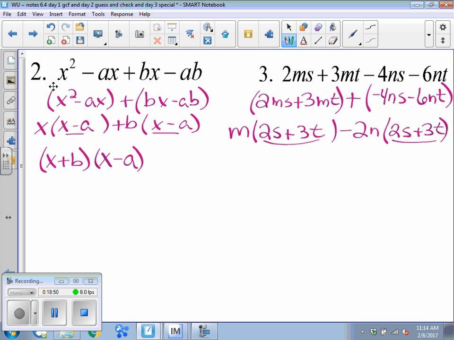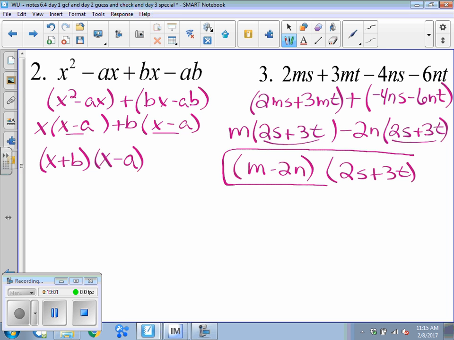Okay, so those are my common expressions. So my leftovers are m minus 2n, and then my common expression is 2s plus 3t. So you just have to be careful with your signs.